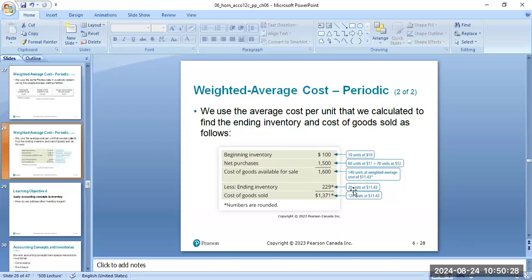For ending inventory, we come up with 20 units because we count them. Now we have the average cost, which we apply to those units. Cost is 221. Cost of goods sold is the difference between available minus ending inventory. Make sure that ending inventory plus cost of goods sold equals the cost of goods available for sale, because ending inventory and cost of goods sold come from only one place, the goods available for sale. There's no other place for them to come from.